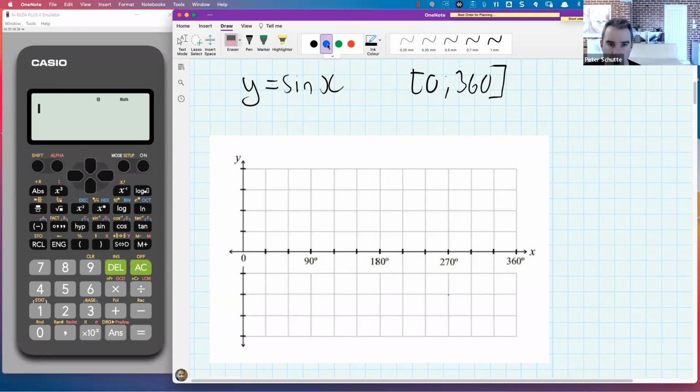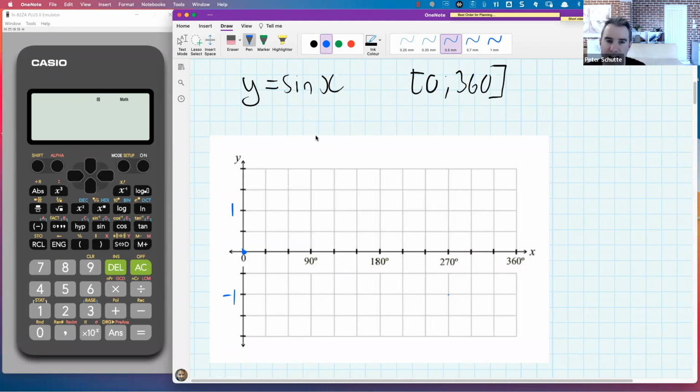Now, I happen to know that we said the range of the sine graph was 1 to -1. So let's put in those values over there. And we're going to notice these are 30, 60, 90. Okay. So I could draw the graph from memory.